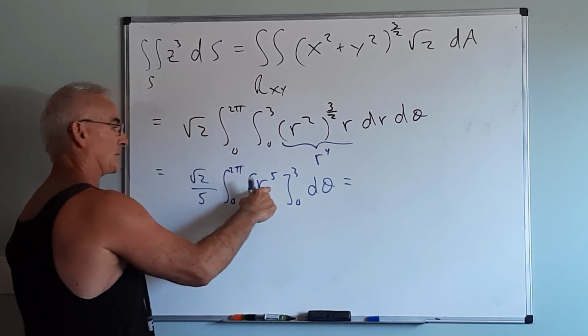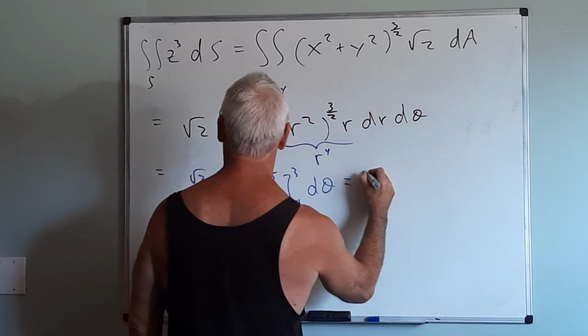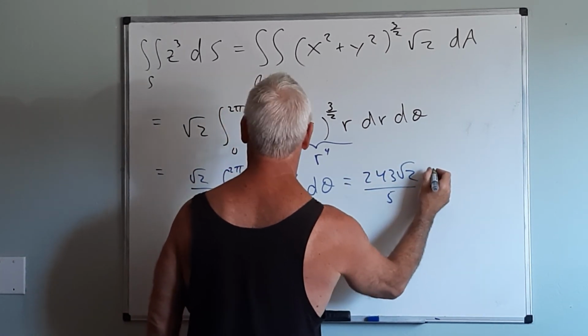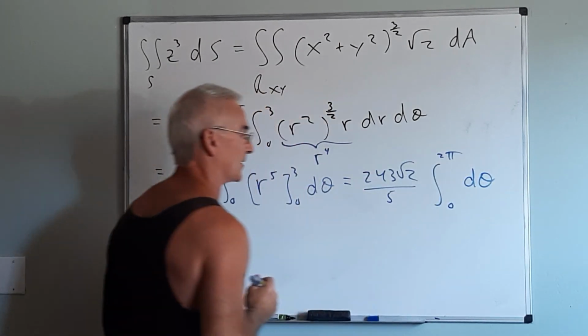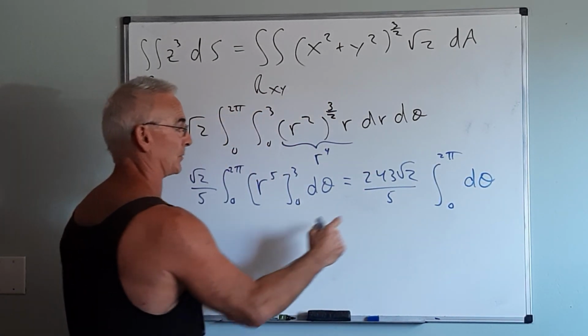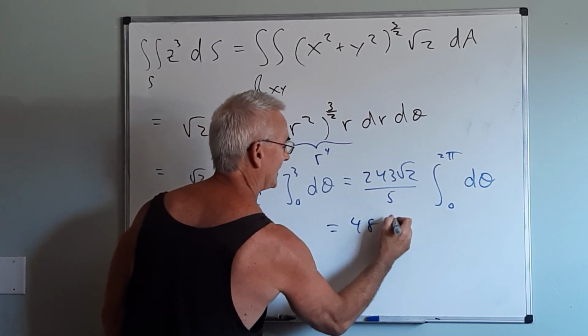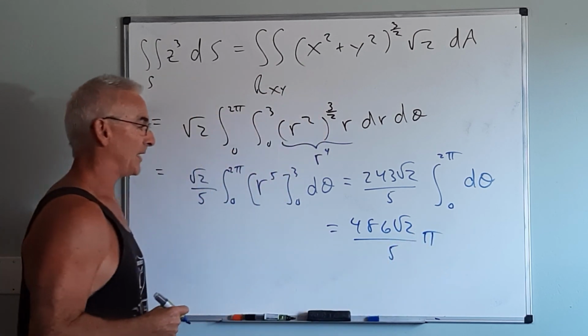So that's just going to be 3 to the 5th power, which is 243. And then when I evaluate that d theta, I'm just simply going to multiply this by 2 pi, and we will get 486 root 2 over 5 pi as the value of our surface integral.